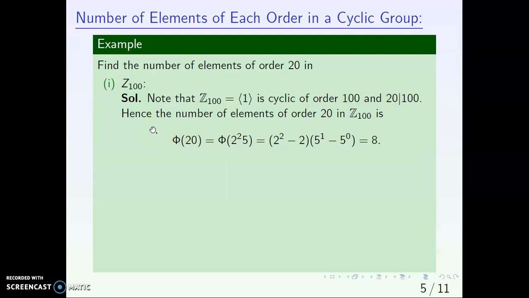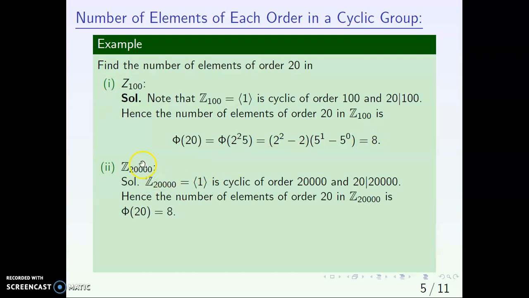Hence, according to the theorem above, the number of elements of order 20 in Z100 is phi of 20, and this can be calculated as phi of 2 power 2 times phi of 5. And this equals (2 power 2 minus 2 power 1) multiplied by (5 power 1 minus 5 power 0), and this equals 8.